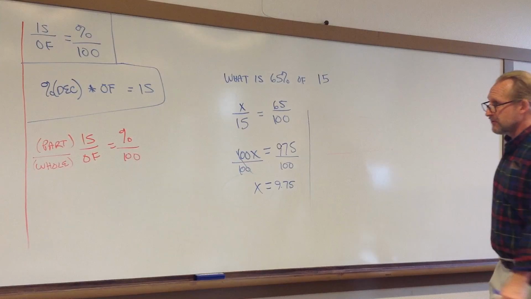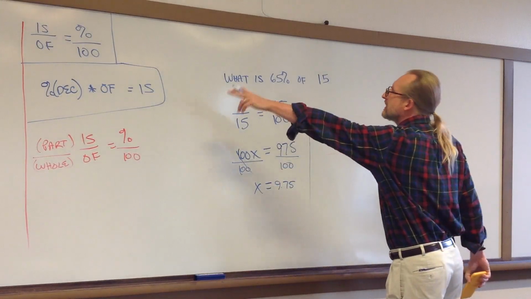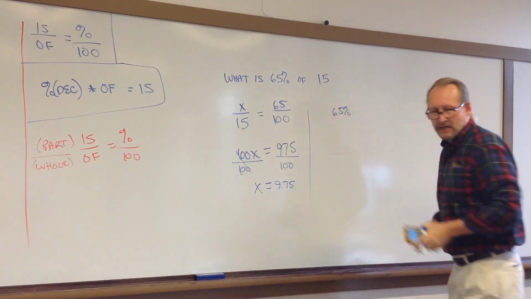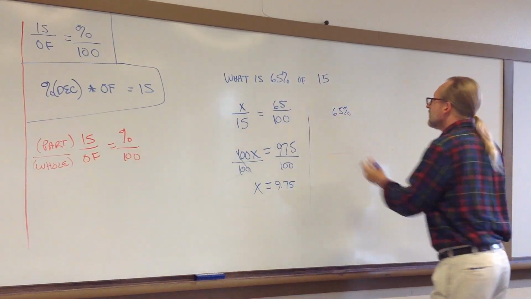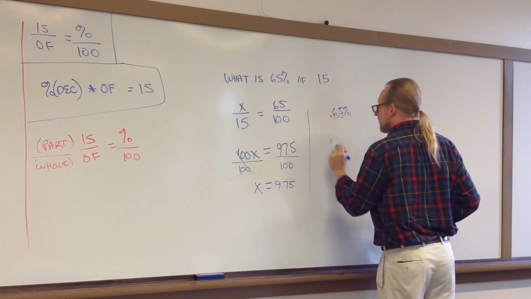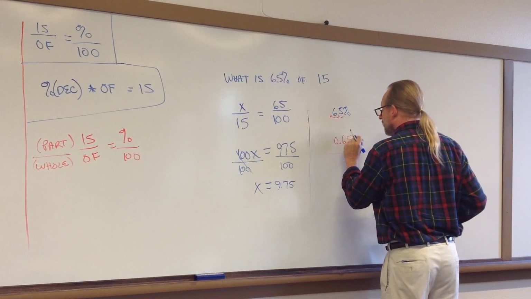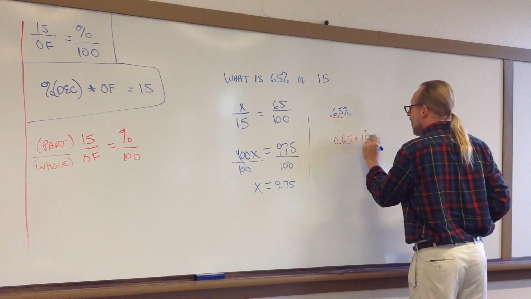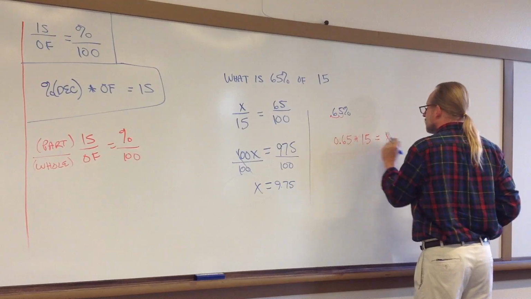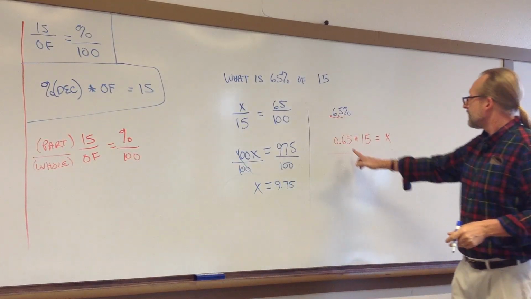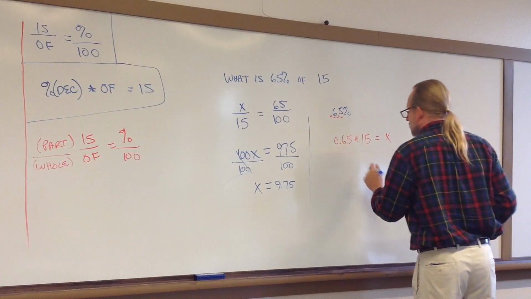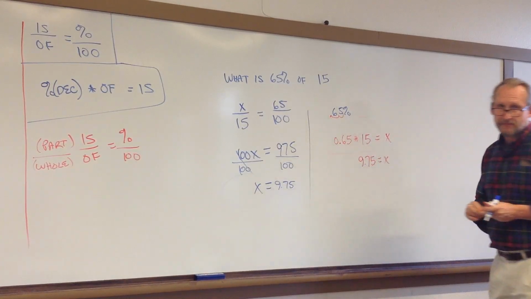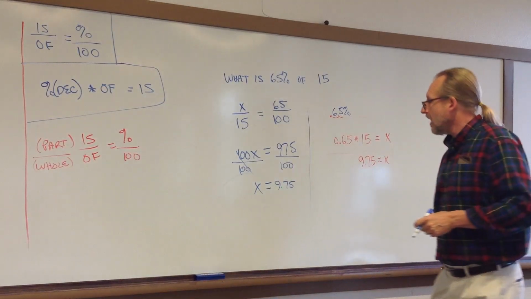The other way to go about doing this is that percent as a decimal. Take that 65% and move that decimal point 2 places to the left. And so this is 0.65 times the of, which is 15, equals is. And so again, if you do 0.65 times 15, you should get an answer of 9.75. Okay? All right.